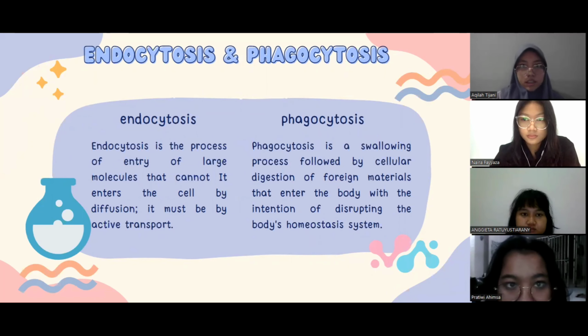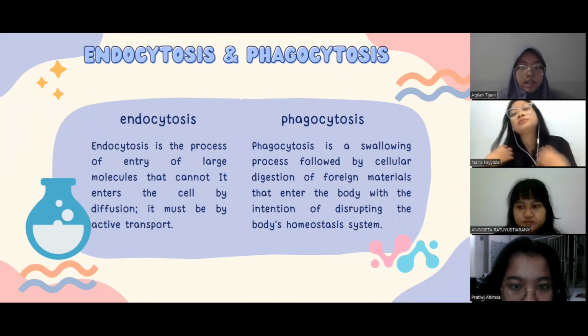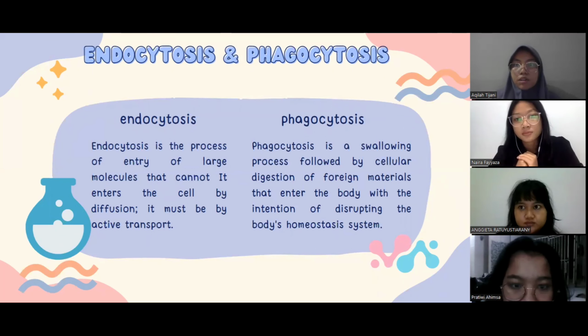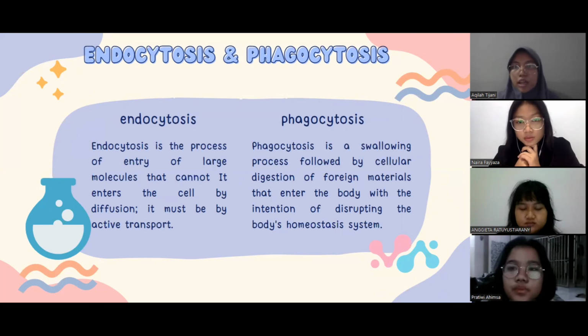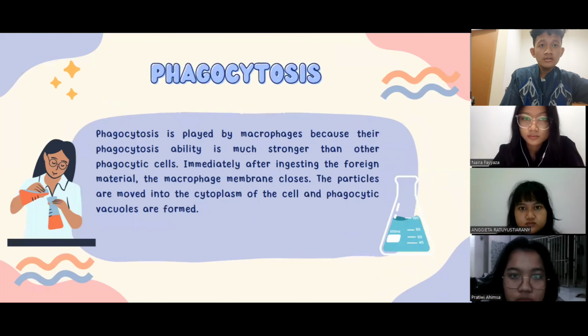The next is endocytosis and phagocytosis. Endocytosis is the process of entry of large molecules that cannot enter the cell by diffusion. It must be by active transport. Phagocytosis is a swallowing process followed by cellular digestion of foreign materials that enter the body with the intention of disrupting the body's homeostatic system.